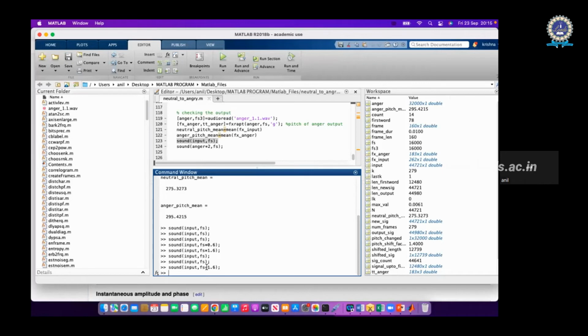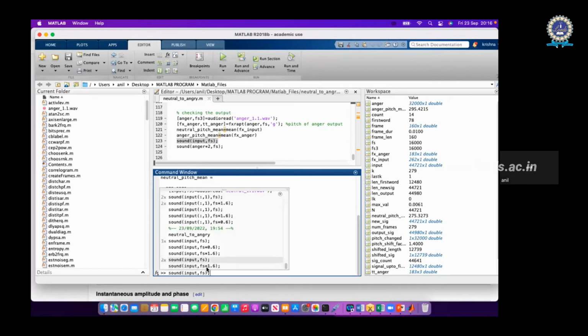So this became faster, but what happened? It became like, you know this application already, right? This is the Talking Tom application. It became like a Talking Tom application. No, I don't want to lose the speaker information. I want to create an anger speech as if the same speaker is speaking. The same speaker, I want to create like this.